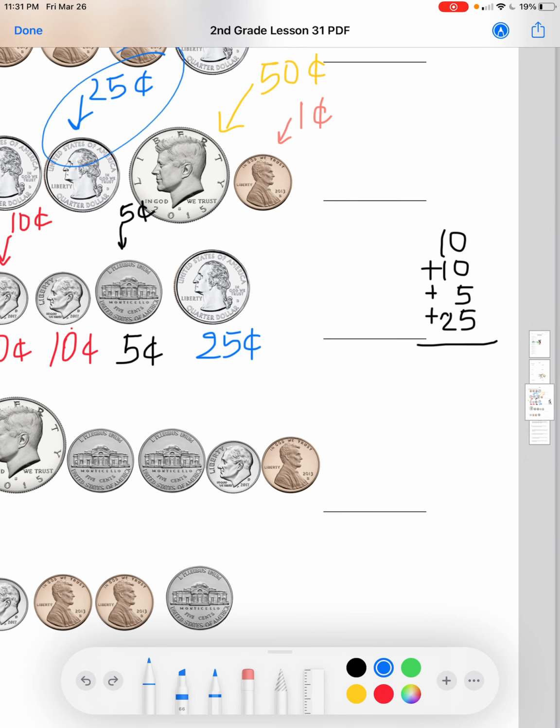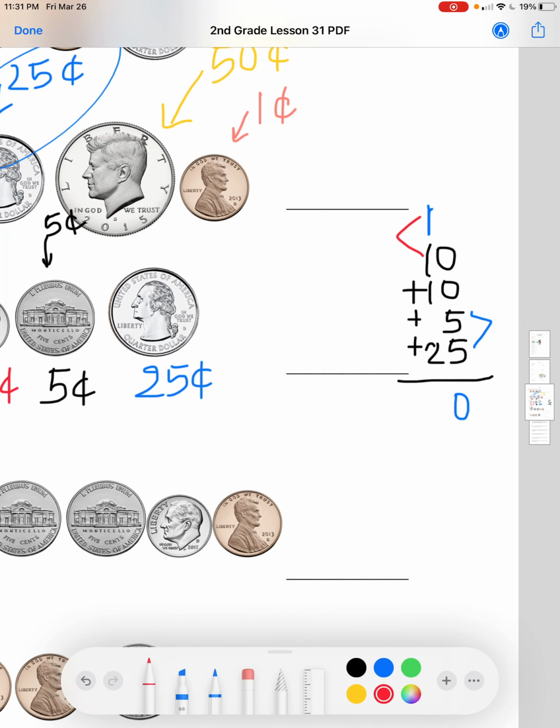So let's look at the ones place. We have 0 plus 0, which is a 0, and then the 5 plus 5, which equals 10. So we'll have to regroup. Move that 10 to the tens place. In the tens place now, we have 1 plus 1, which equals 2. 2 plus 1 equals 3. And then 3 plus 2 equals 5.